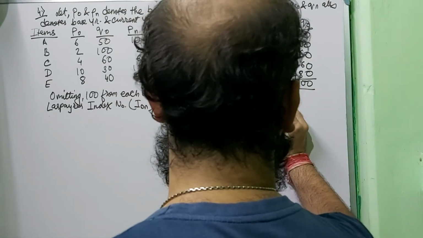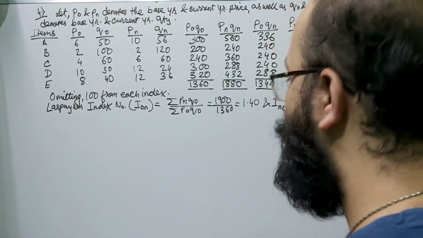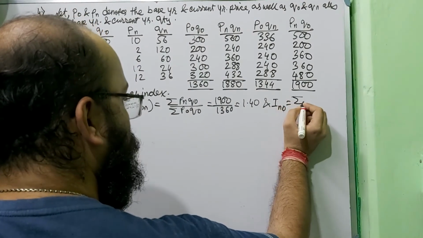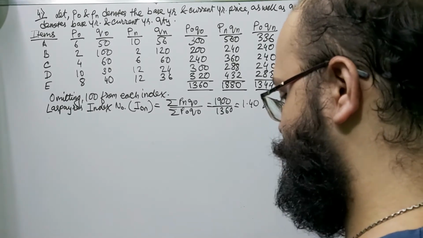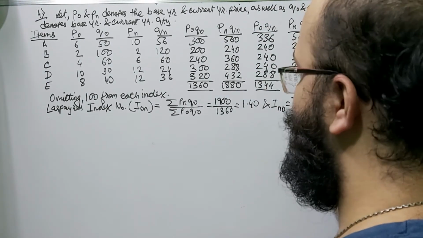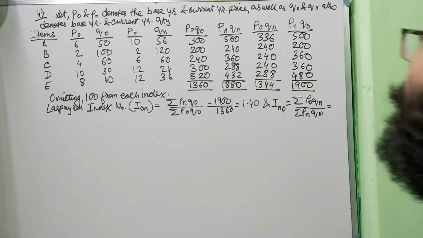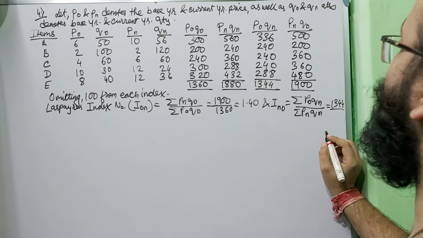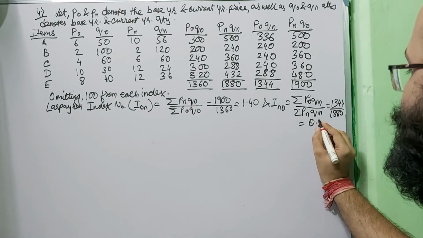And In0 is equal to, in place of n we have to put 0. Okay, so it will be summation of P0Qn by summation of PnQn, which is P0Qn 1344 by PnQn 1880. It is basically coming 0.71.